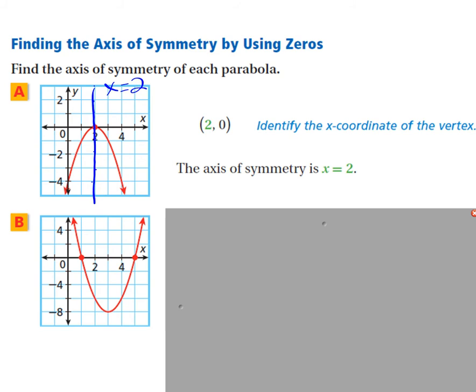All right, how about letter B? Where would our axis of symmetry be? Why do we know it's 3? Because we have this point where x is 1 and x is 5, so halfway between 1 and 5 is 3.